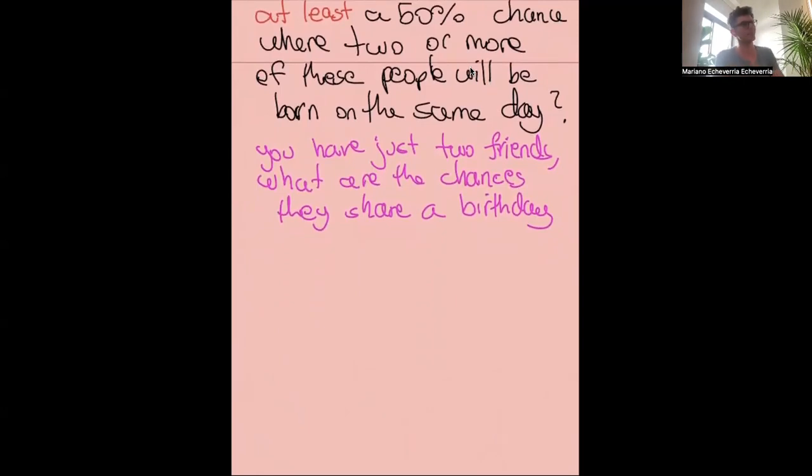So well, if you have only 2 people, you could make a table if you want. There are only 7 days.